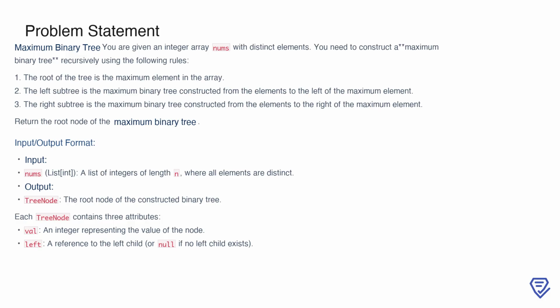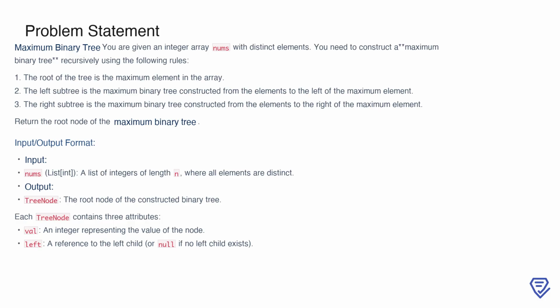distinct integers, nums. The construction process is defined by three key rules. First, the root of the tree is the maximum value in the entire array. Second, the left subtree is constructed recursively using the elements that are to the left of this maximum value in the array. Third, the right subtree is constructed recursively using the elements that are to the right of the maximum value. The output of the function will be the root node of this binary tree.